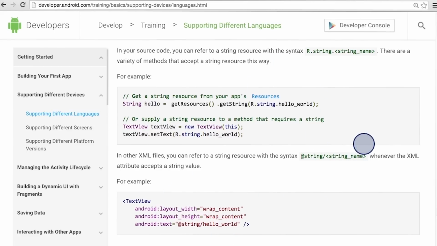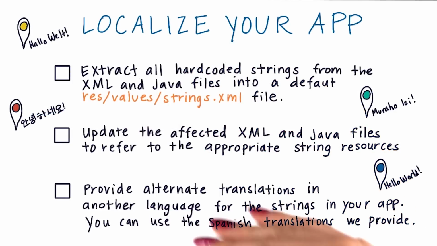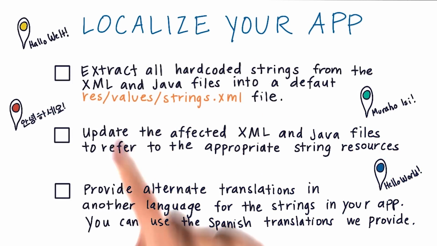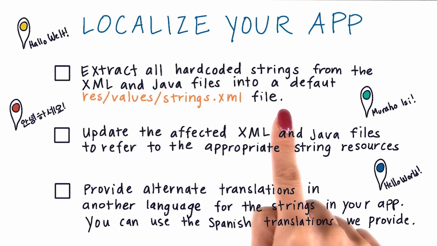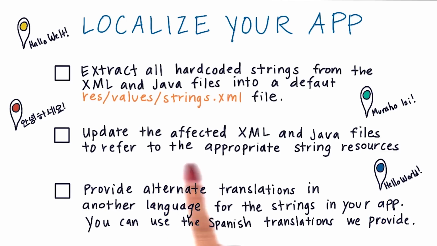It's pretty awesome, huh? Let's walk through each of these steps so that you can see how to localize the strings in your app. First, we want to extract all the hard-coded strings from the XML and Java files into a default strings.xml file. Then we're going to update the XML and Java files to refer to the appropriate string resources. And then we're going to provide alternate translations in another language. Let's start with step 1.